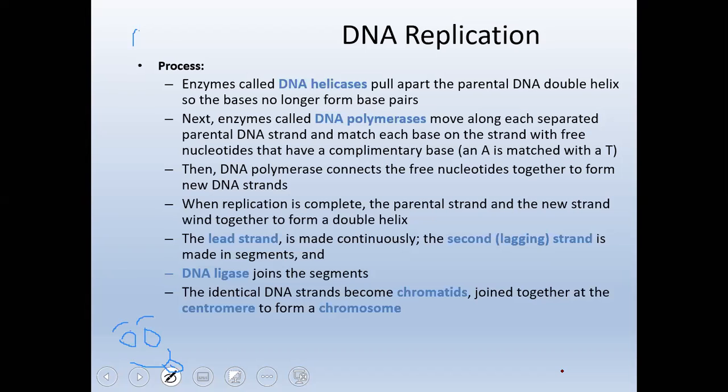We have our lead strand, which is continuous, and our lag strand that has to continually go back and fill in the blanks as the DNA is unzipping.